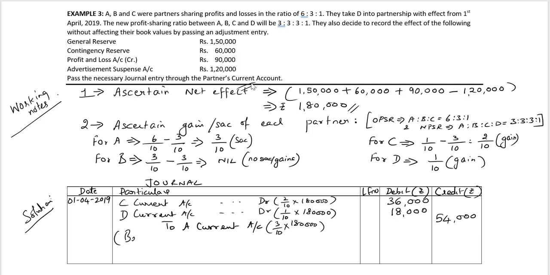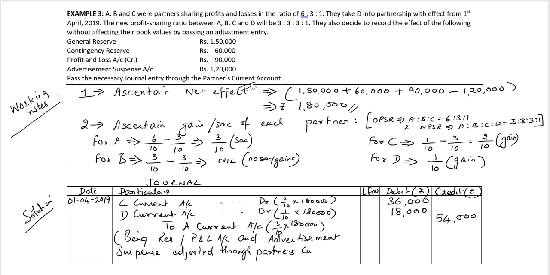Being reserves, P&L account, and advertisement suspense adjusted through partners' current accounts.